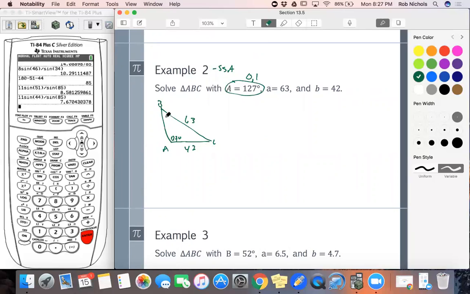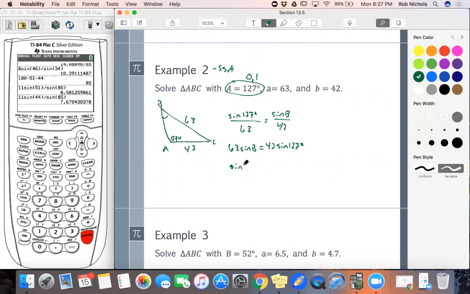So it looks like I'm going to have to solve for b first. So I have the sine of 127 degrees over 63 equals the sine of b over side b, which is 42. Cross multiplying, you have 63 times the sine of b equals 42 times the sine of 127 degrees.